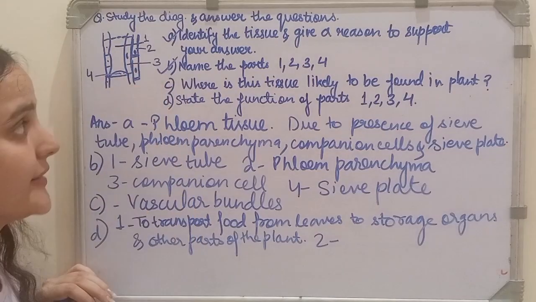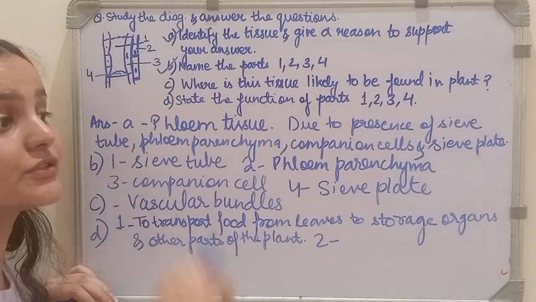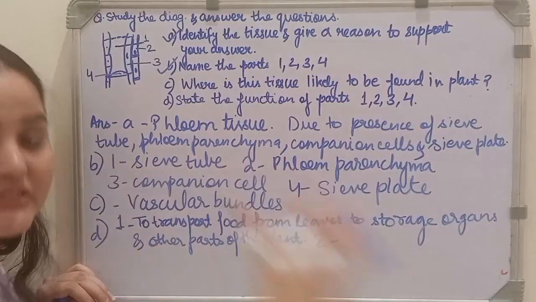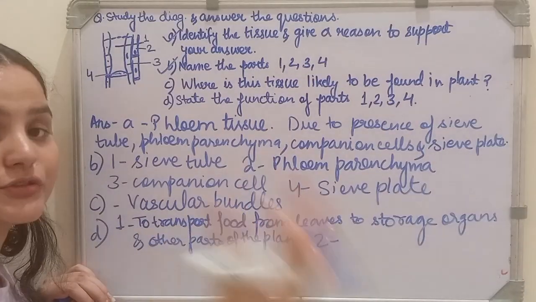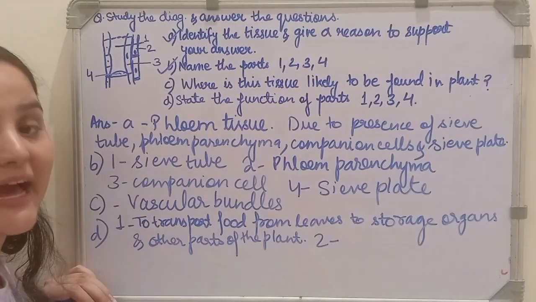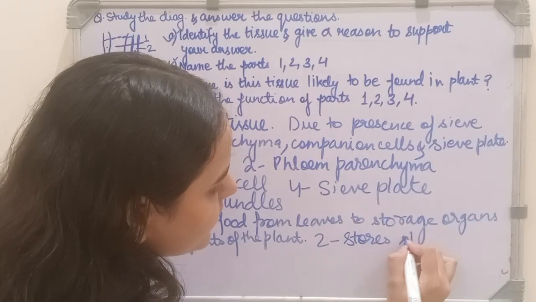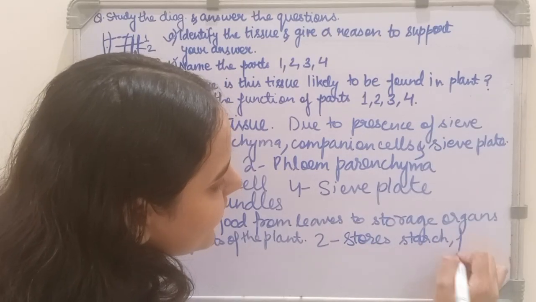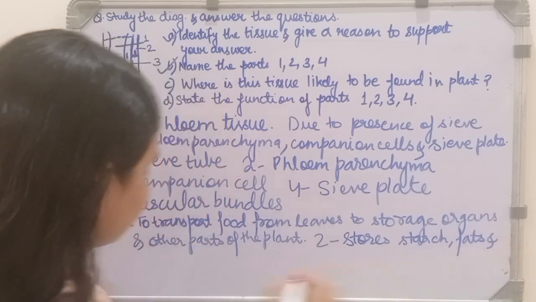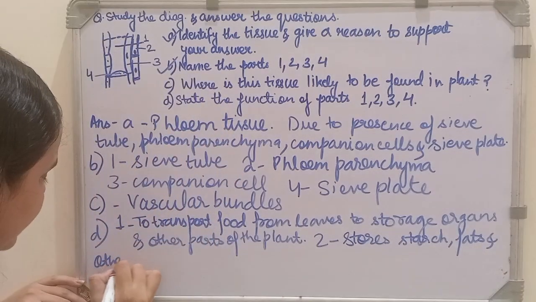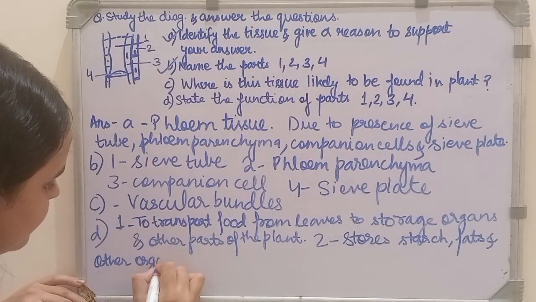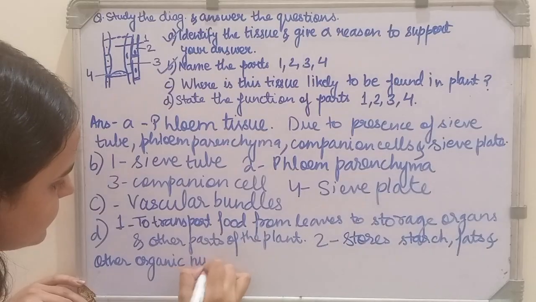So phloem parenchyma is responsible for storing food in the form of starch, and it also stores fat and other organic nutrients. So it stores starch, fats and other organic nutrients.